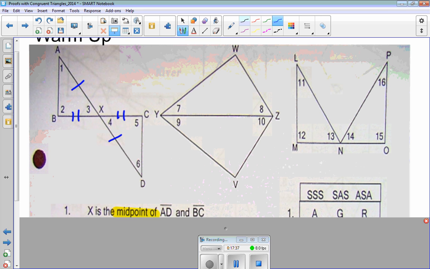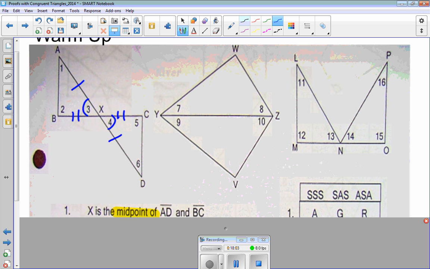So we've used our given information. We've used the midpoint. We've used the definition of midpoint. So now we have to rely on our trusty 3. Do they share a side at all? No. Do they have vertical angles? Yes. So what angles are congruent? Angles 3 and 4 are congruent. And the reason would be vertical angles are congruent.